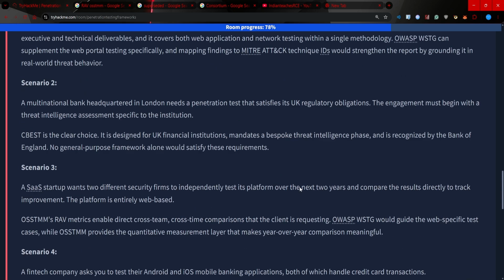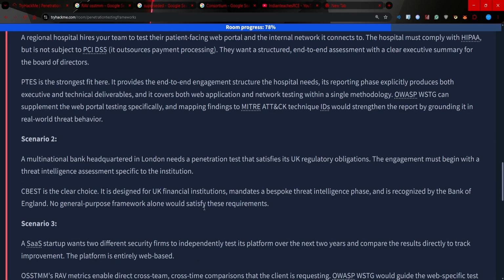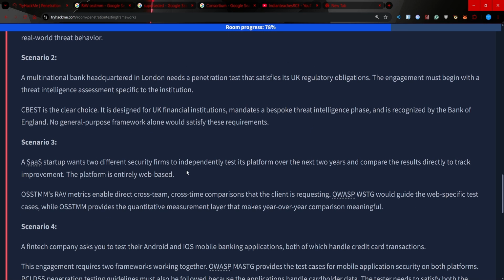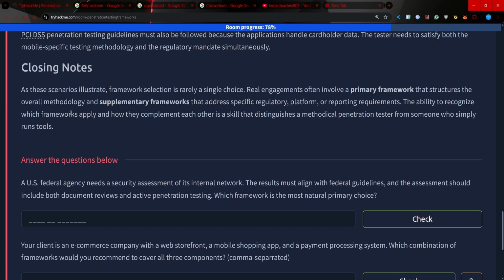So basically, you can use two. The more technology is being used, the more frameworks you'll be using. If the technology has web and cardholder payment info, then you'll use OWASP, right? And you will also use PCI DSS, right? And if they also want you to do internal pen testing, then you'll use PTES. Then after your penetration test, if they want you to specify things, you'll use MITRE ATT&CK. So basically, you will use everything eventually. Okay, let's go with the closing notes.